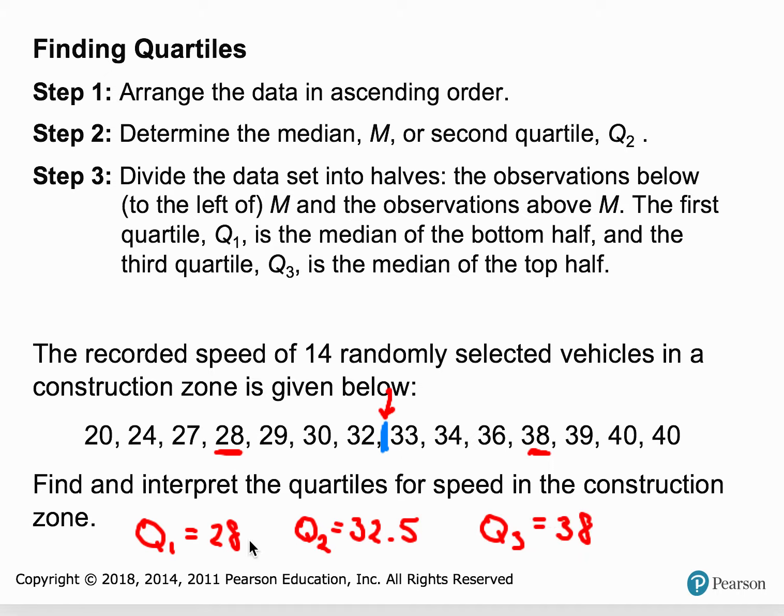Okay, so what that means is 25% of these data values are below 28. 75% are above 28. 75% are below 38. 25% above 38. Half of the data is below 32.5. 50% or half of the data is above 32.5.